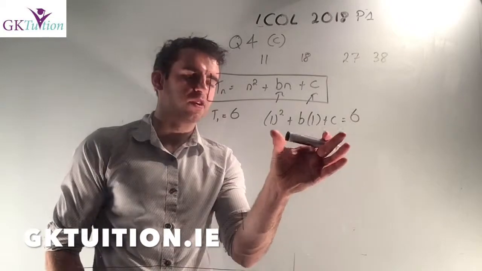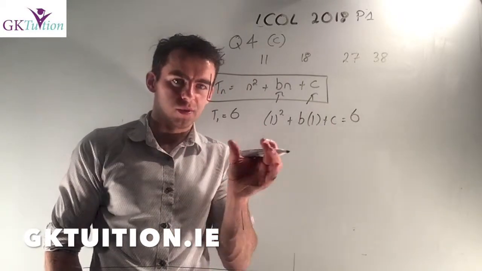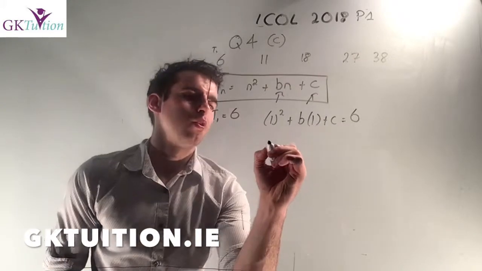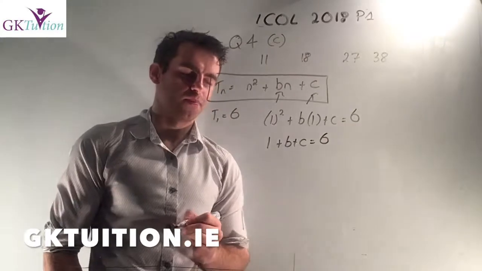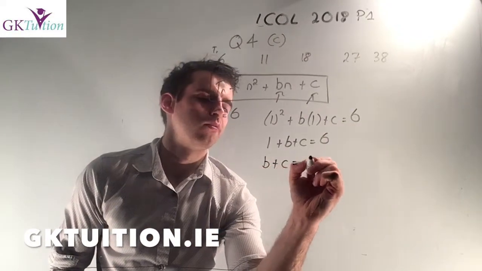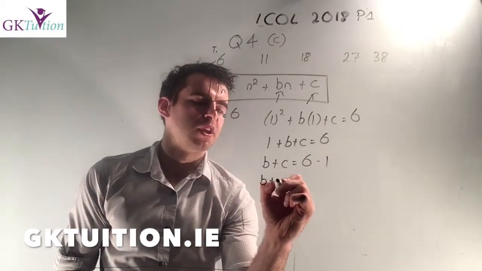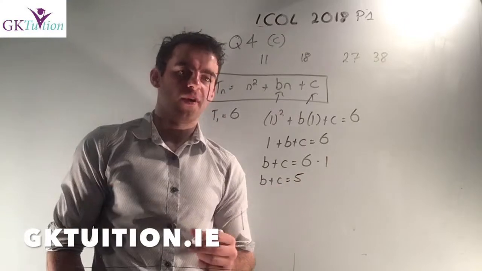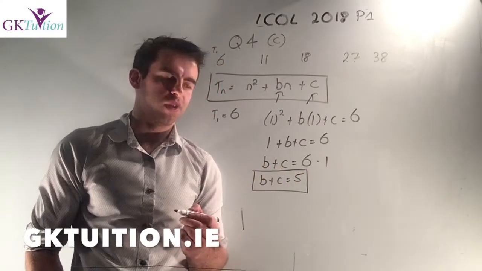So I'm going to set this up. I'm going to bring all my numbers to one side. I'll leave all my letters on the left, just so I'm ready for my simultaneous. 1 squared is 1 plus b plus c equals 6. You're going to bring your 1 to the other side, and you're going to subtract 1 from both sides, so it becomes 6 minus 1. So my first equation is that b plus c is equal to 5. That's my first equation in what will be a simultaneous equation.